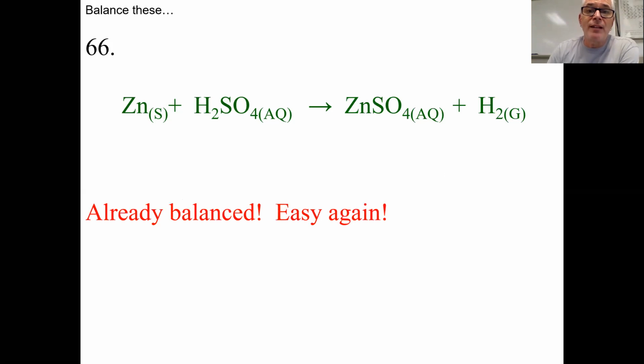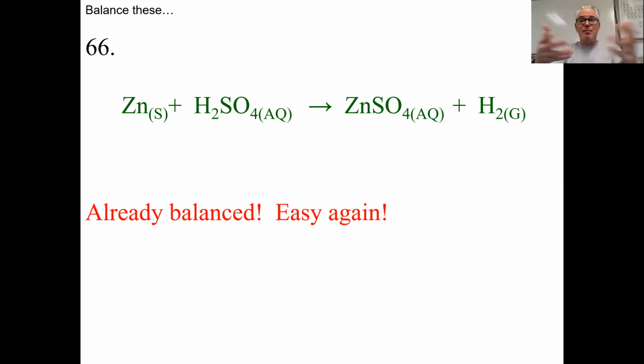And the zinc will replace it. Zinc is a positive 2 ion, sulfate's a negative 2, and the 2 H's come out as diatomic hydrogen. This one's already balanced, a 1 to 1 to 1 to 1 ratio. John Dalton said the compounds will be simple whole number ratios, but also when you balance it, it's also going to be simple whole number ratios.